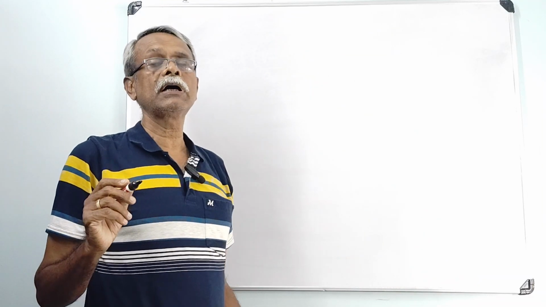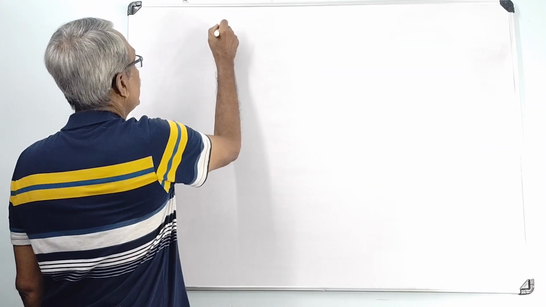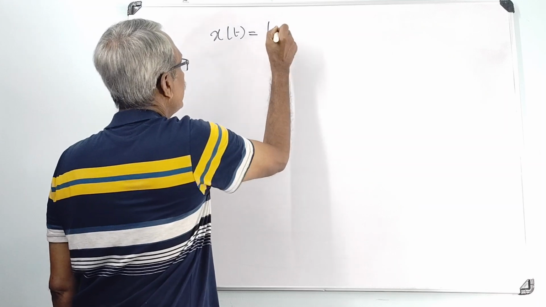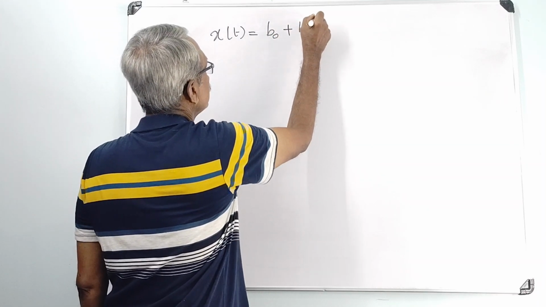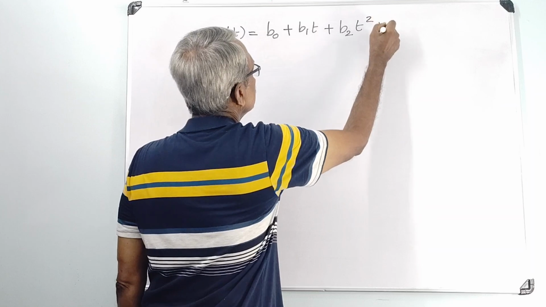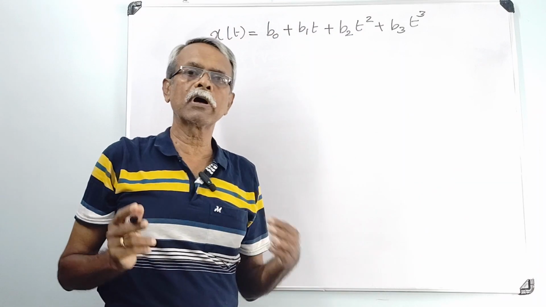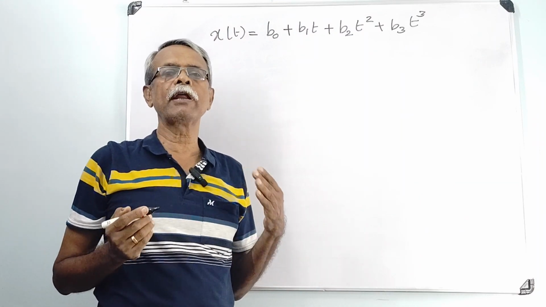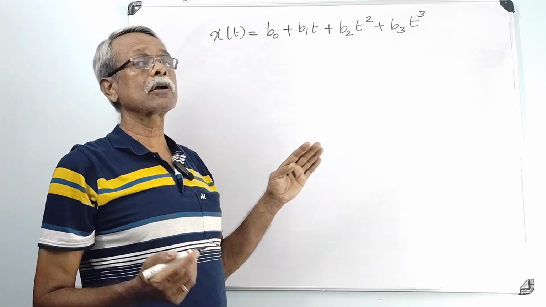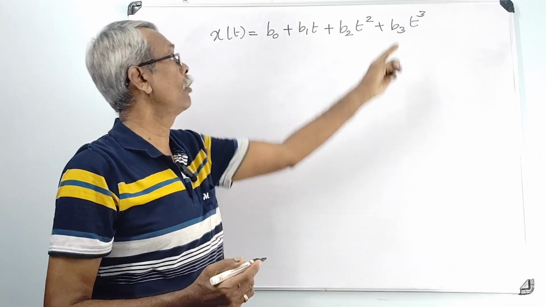We will start with the position of the particle represented as a function of time. Therefore, x(t), that is the position of the particle, is b0, that is the coefficient, plus b1 t plus b2 t square plus b3 t cube. We are stopping at the cubic function because our purpose is to derive the equations of kinematics when the acceleration of the particle is a constant. And the acceleration of a particle being constant is obtained by the quadratic equation, as we have seen earlier. Therefore, I am stopping at this.